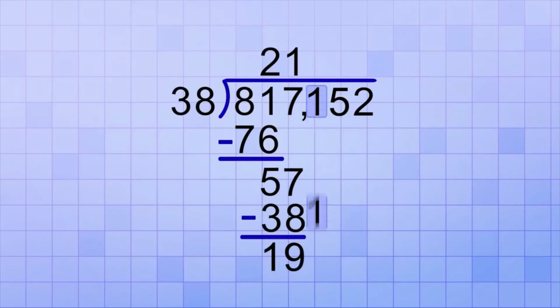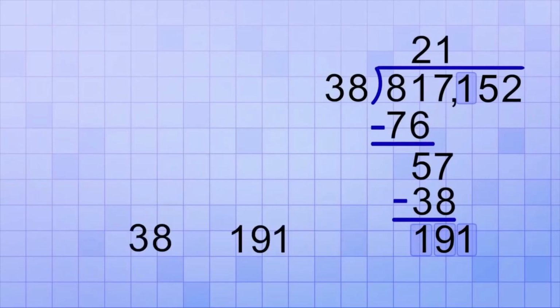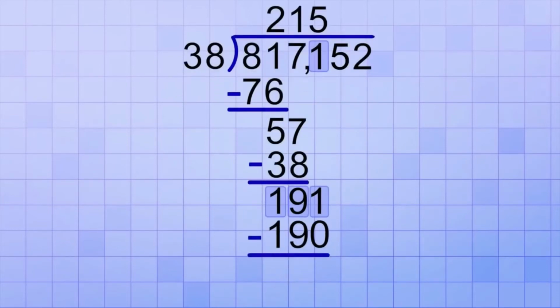We bring down a copy of the 1, and now we ask, how many 38s will it take to make 191? That's a bit tougher. To estimate, I'll round those numbers to 40 and 200. And I know that 5 40s makes 200, so 5 is my estimate for the next answer digit. 5 times 38 equals 190, and 191 minus 190 leaves a remainder of 1.